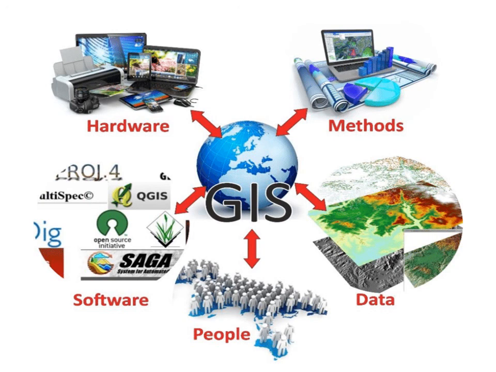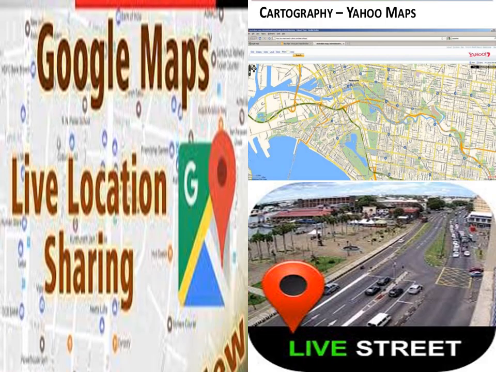GIS. G, geographic, particular area. I, information, facts in order. S, system, arranging. Prime examples are GIS for public welfare, Google Maps, Yahoo Maps, and Google Earth.